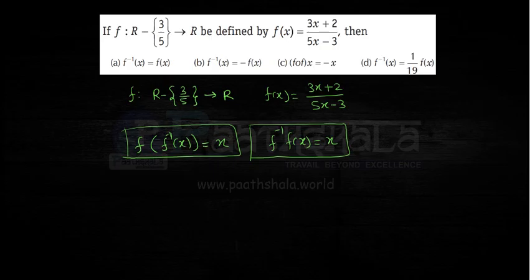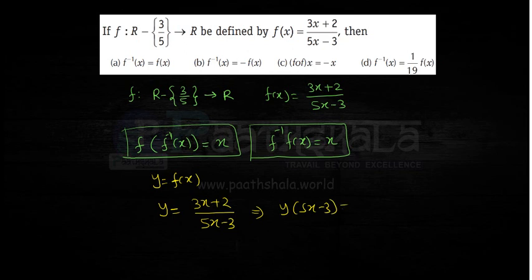To find the inverse, we will try to express x in terms of y, where y is equal to f of x. Given that y is equal to (3x + 2)/(5x - 3), our goal is to rearrange this equation to express x in terms of y. Let's go through the steps. Multiply both sides by 5x - 3. So we will get y(5x - 3) = 3x + 2.